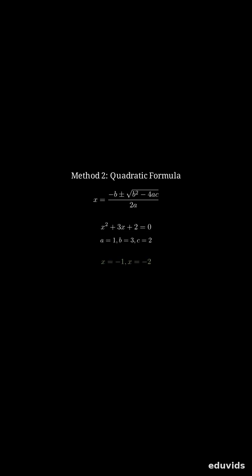When factoring is tough, the quadratic formula always works. It's x = (−b ± √(b² − 4ac)) / 2a. For x² + 3x + 2 = 0, a is 1, b is 3, c is 2. Solutions are x = −1 and x = −2.